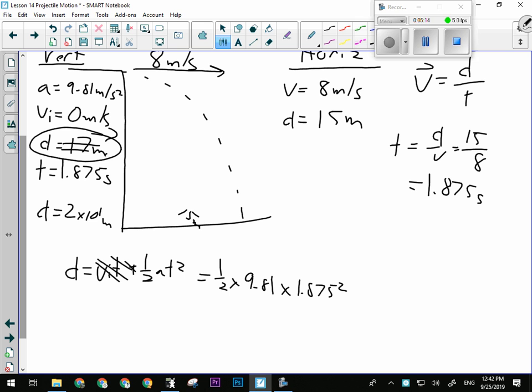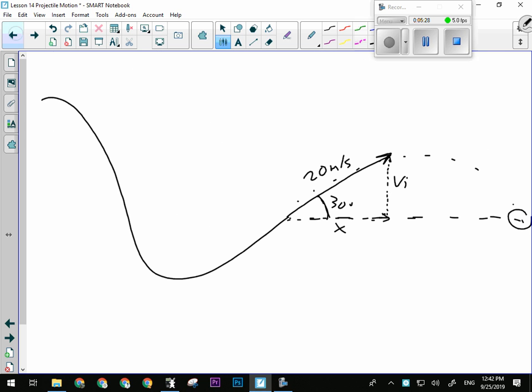Basically, in all projectile motion questions, time is the most important variable because it's the only one that applies to both horizontal and vertical components. Okay?